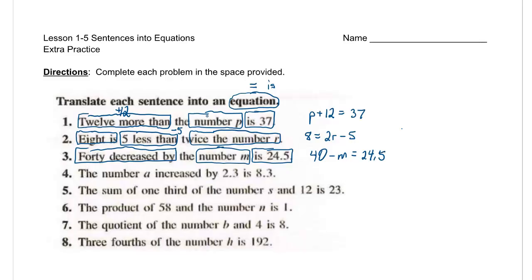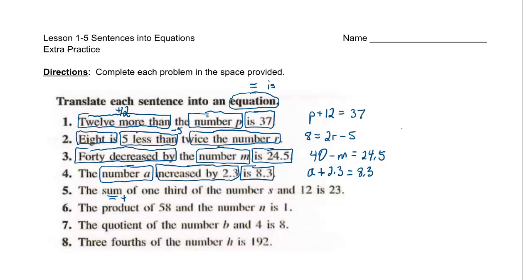Now number 4, the number a, and then it says increased by 2.3. Increasing something by 2.3 means to add 2.3 to something that you've already written. So in this problem, you write the letter a first so that you can then increase it by 2.3. And then it says is 8.3. So that's equals 8.3.